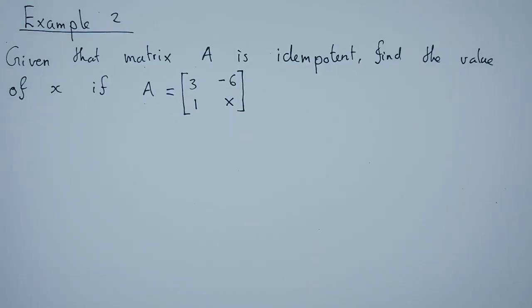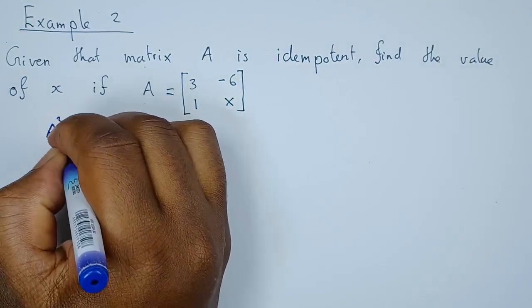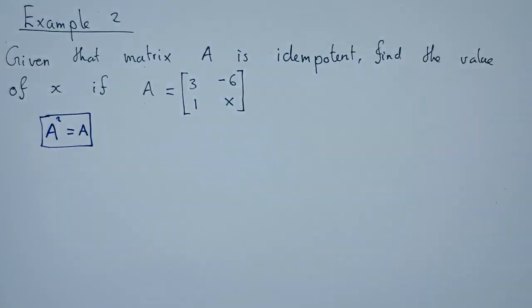So one last example before we conclude. Given that matrix A is idempotent, find the value of x if matrix A is given by this 2 by 2 matrix. So to start with, you need to know that an idempotent matrix is a matrix such that when multiplied by itself, it gives the same matrix. So meaning that A squared is equal to A. That's a property of an idempotent matrix.